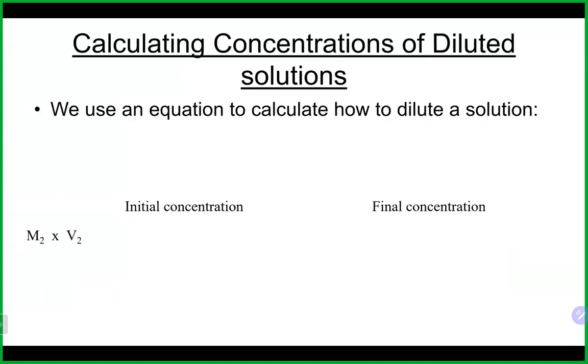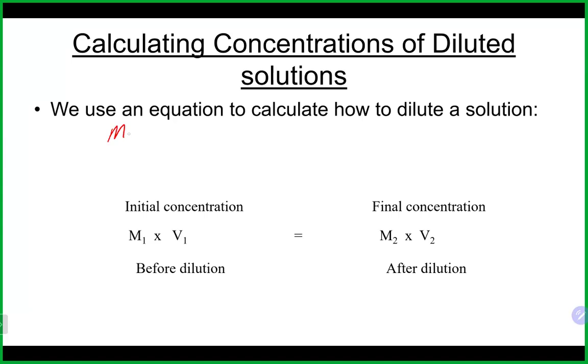So when we do a dilution, there is a dilution equation. And since molarity is the most common unit of concentration, most people roll with this equation, which is M1V1 equals M2V2. This is usually before the dilution. This is usually after the dilution. M is molarity and V is volume in each of these cases.